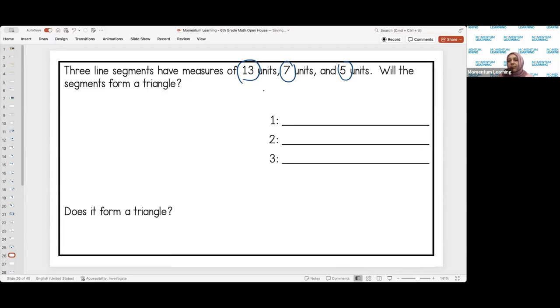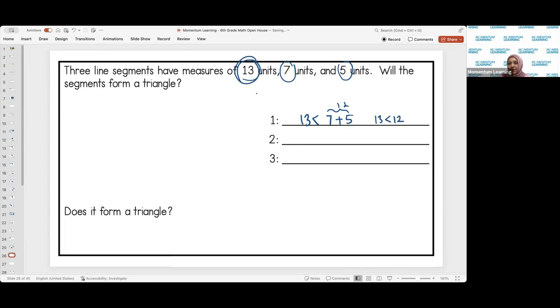It should be less than the sum of the other parts. So can we say 13 is less than 7 plus 5? Is this statement true? No, since if we add this part, 12, we get 13 is less than 12. It is not true. So we can say it is not a triangle. In the first try, we can find it cannot be drawn as a triangle with the sides 13, 7, and 5, since the third side, which is 13 units, is not less than the sum of the other two sides.